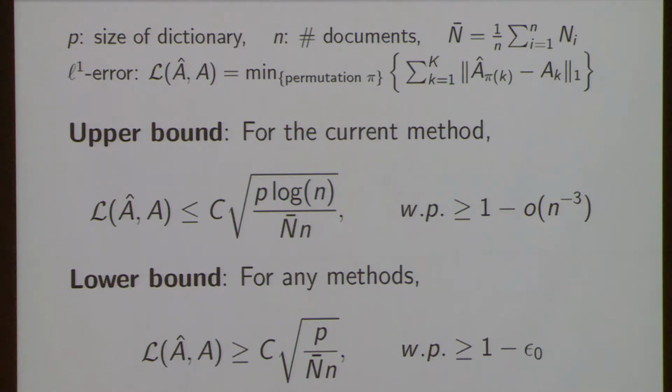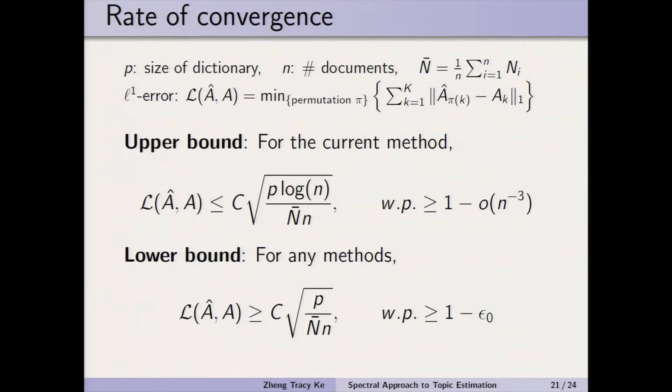The upper bound and lower bound match up to a logarithmic term, which means our method is rate optimal. You can see that the minimax rate is a decreasing function of the average document length and the number of documents, and an increasing function of the size of the dictionary. We compared with the existing results in the literature. We have not found any method that achieves the optimal rate. Some methods can achieve the sharp rate in terms of big N and small n, but in general, we have not found any method that is sharp in terms of the dependence on P.